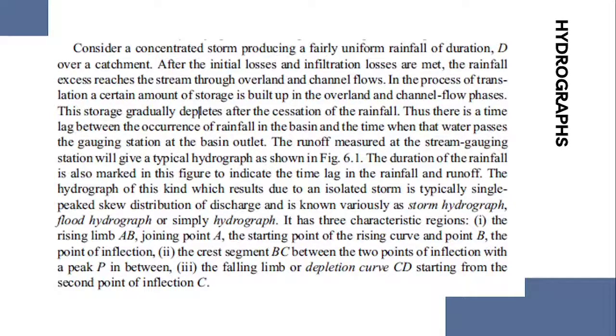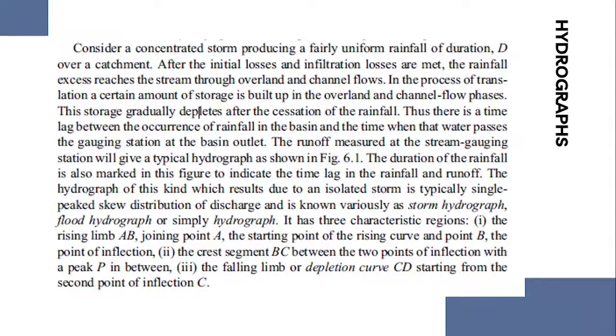The duration of the rainfall is also marked in this figure to indicate the time lag in the rainfall and runoff. The hydrograph of this kind, which results due to an isolated storm, is typically a single-peaked skew distribution of discharge and is known variously as storm hydrograph, flood hydrograph, or simply just hydrograph. It has three characteristic regions.